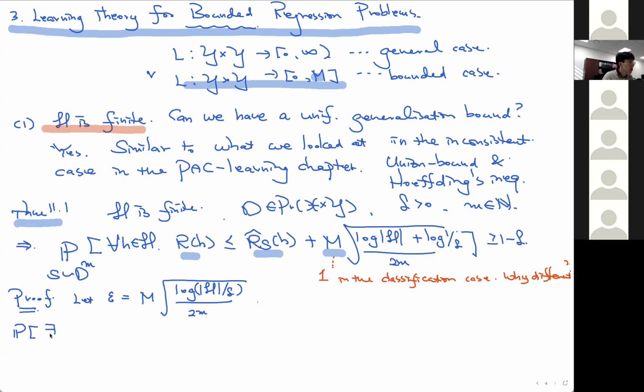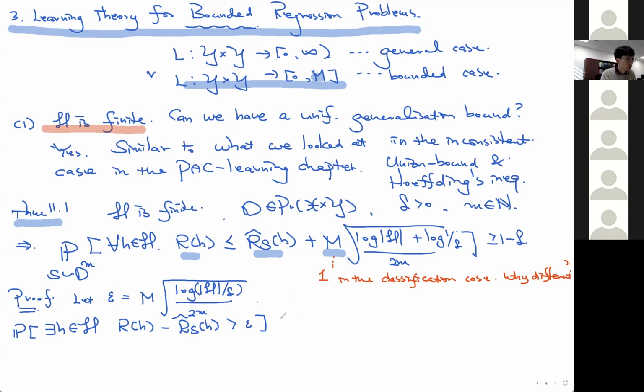We have to prove that the probability that there exists an h with a violation of this property, which is R of h minus R hat of h greater than epsilon, is small, less than or equal to delta. That's what we have to show. So the question is how we can show this. We will do some manipulation here, and keep finding something larger than this probability and eventually show that it's smaller than or equal to delta.